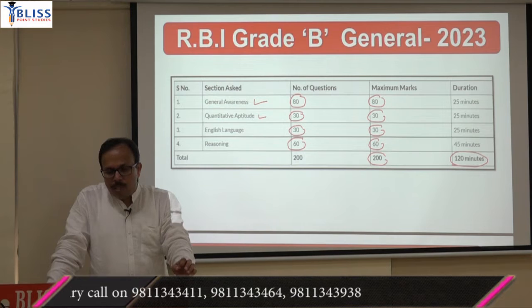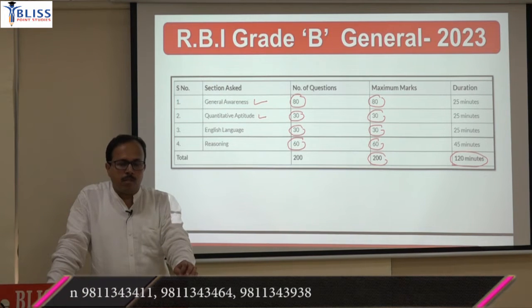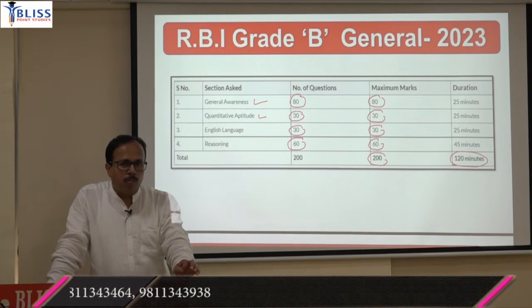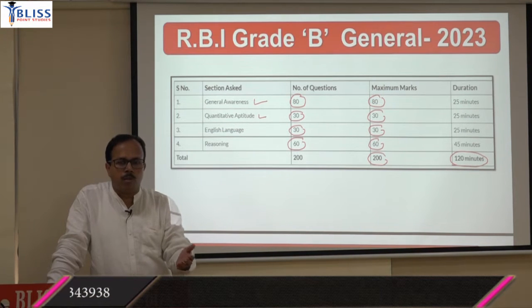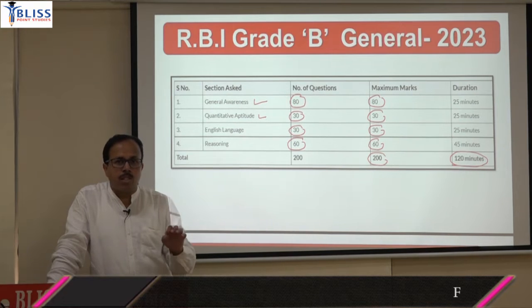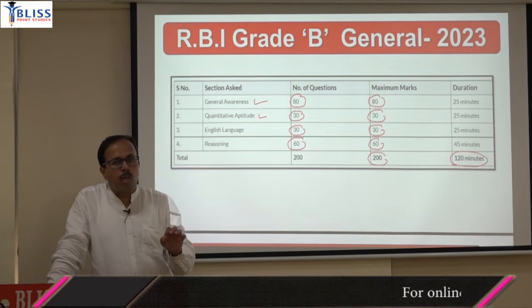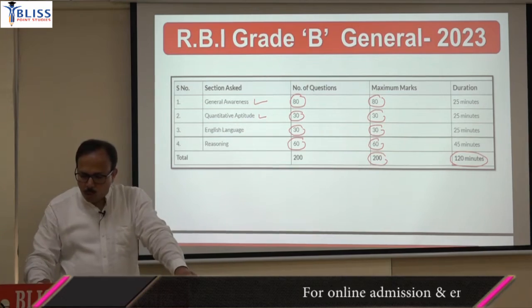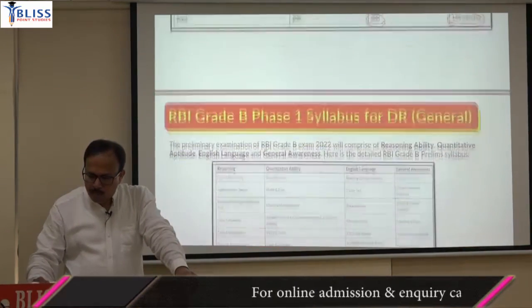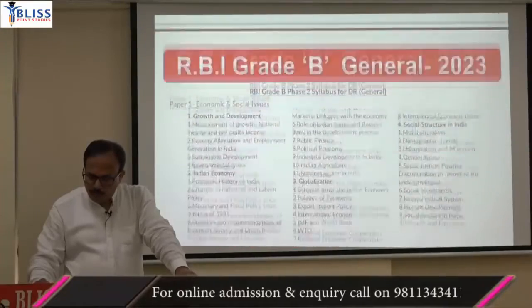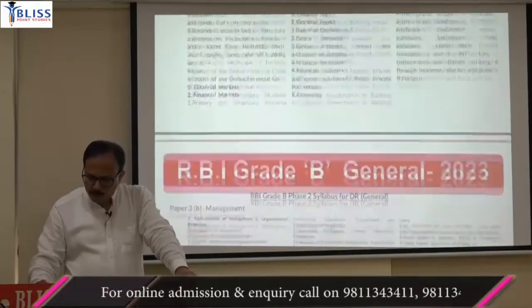Now, in every section you have to qualify. The sectional cutoff will be decided by the examination conducting body, but in every section you have to meet that minimum cutoff as well as the overall cutoff. So you cannot ignore any particular section. And if you want to know what the sectional cutoff was in the previous exam, then just refer to this.